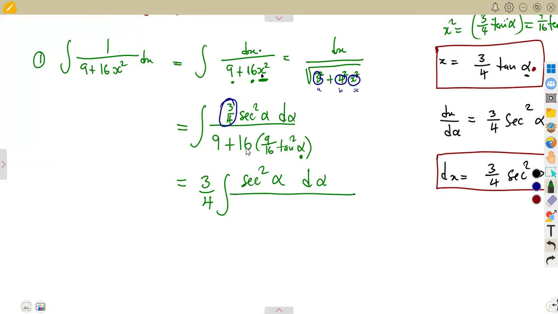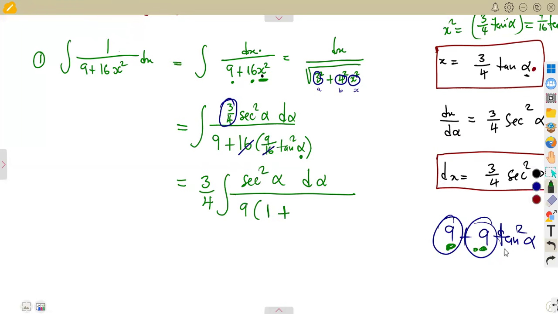Then let's simplify our denominator here. The 16 and the 16 can cancel, meaning you're left with 9 plus 9 tan squared alpha, where 9 and 9 are common. So you can factor out the 9. If I factor out this 9, what am I going to remain with? Factor out 9 here, that's a 1, plus factor out a 9, that's a 1. So we are remaining with tan squared alpha.